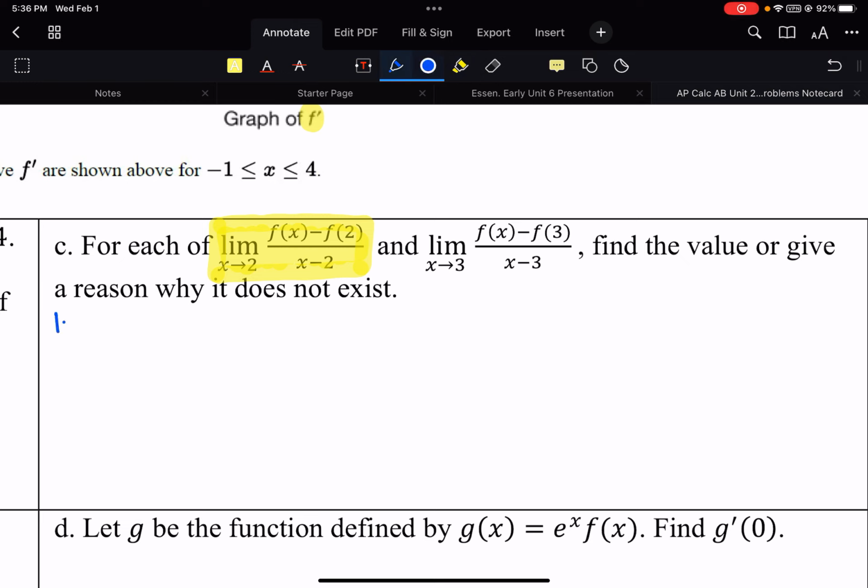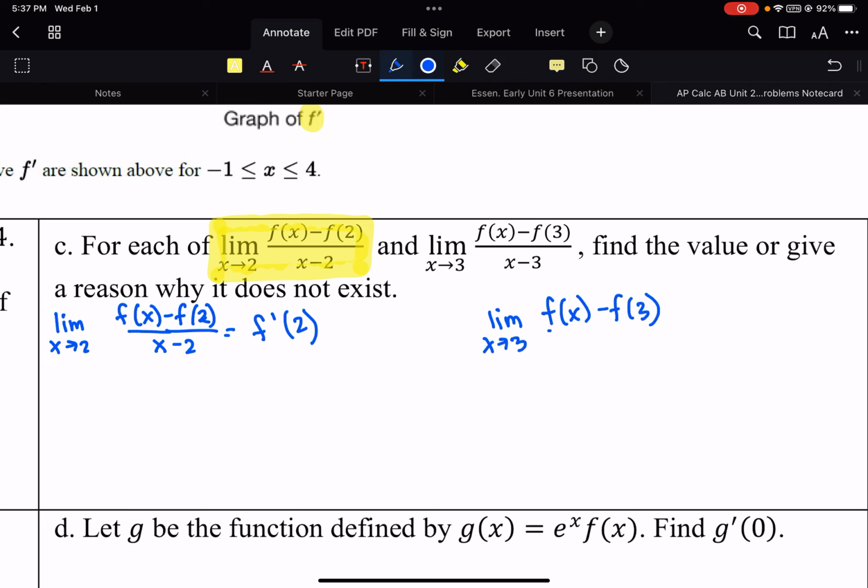So really, this first limit, the limit as x approaches 2 of f of x minus f of 2 over x minus 2, is the way that you find the derivative of f at 2. So that limit is equal to the derivative f primed of 2. Same with the other one. The limit as x approaches 3 of f of x minus f of 3 over x minus 3 is equal to f primed of 3.